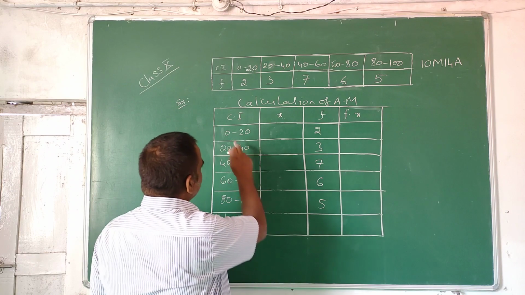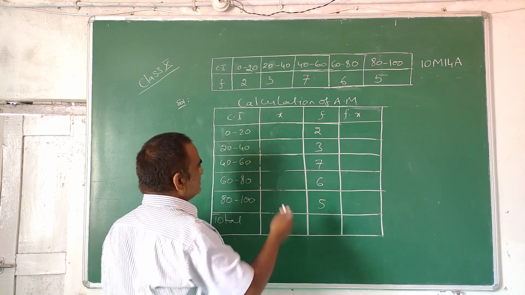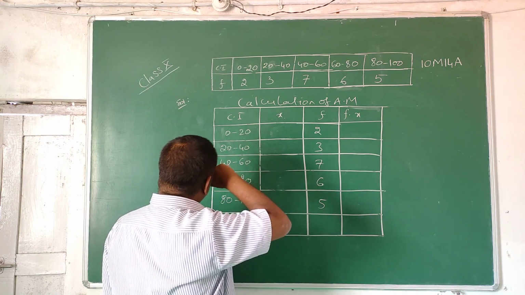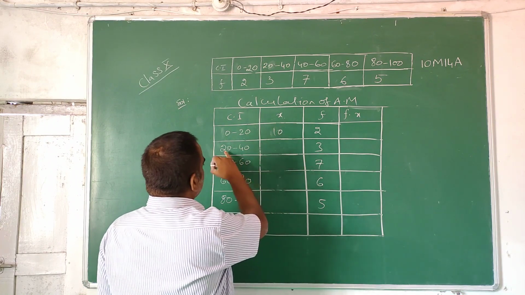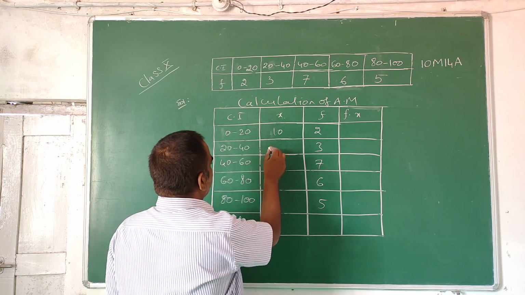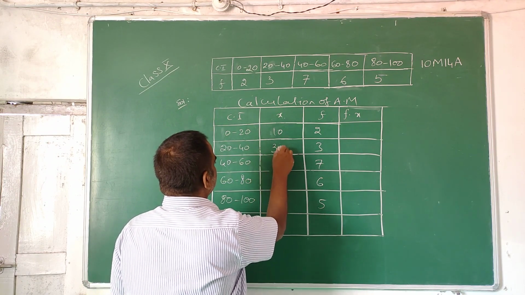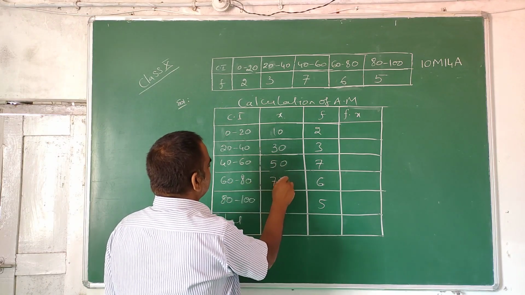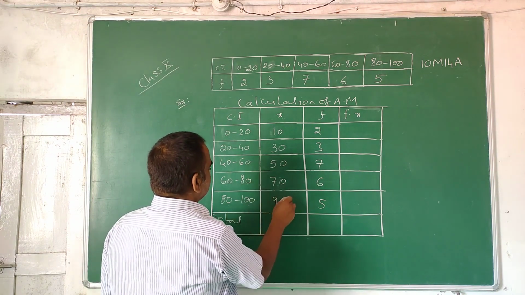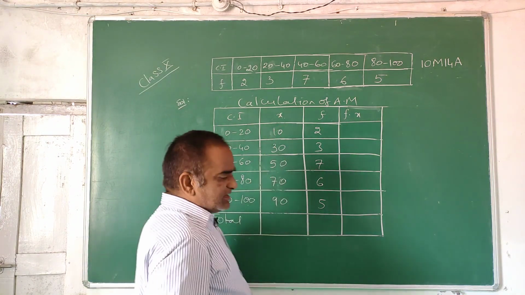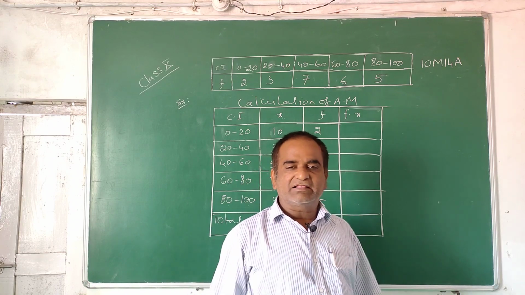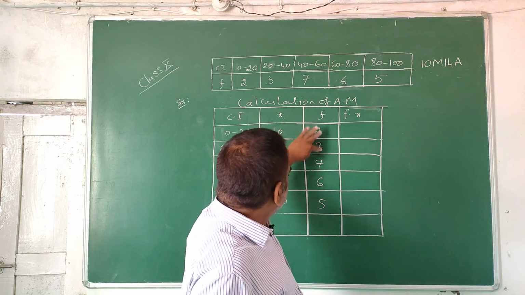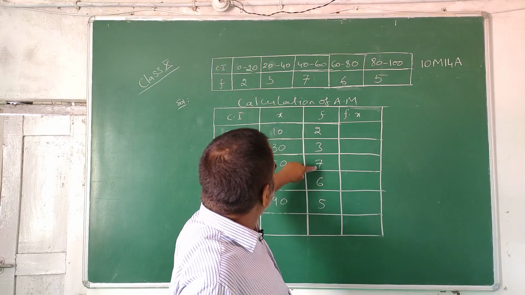Class mark means lower limit plus upper limit by 2. Are you following? So 0 plus 20 by 2, which is 20 by 2, which gives you 10. Now 20 plus 40 by 2, 60 by 2, which means 30. This is 50, this is 70, this is 90. So these are the class marks. Did you understand how to calculate class marks? Lower limit plus upper limit divided by 2. The frequency is same, 2, 3, 7, 6, 5.